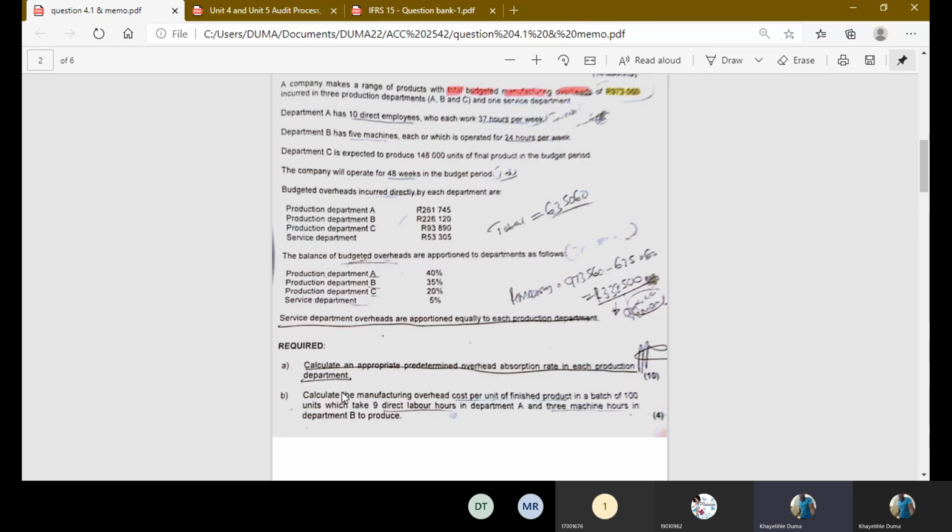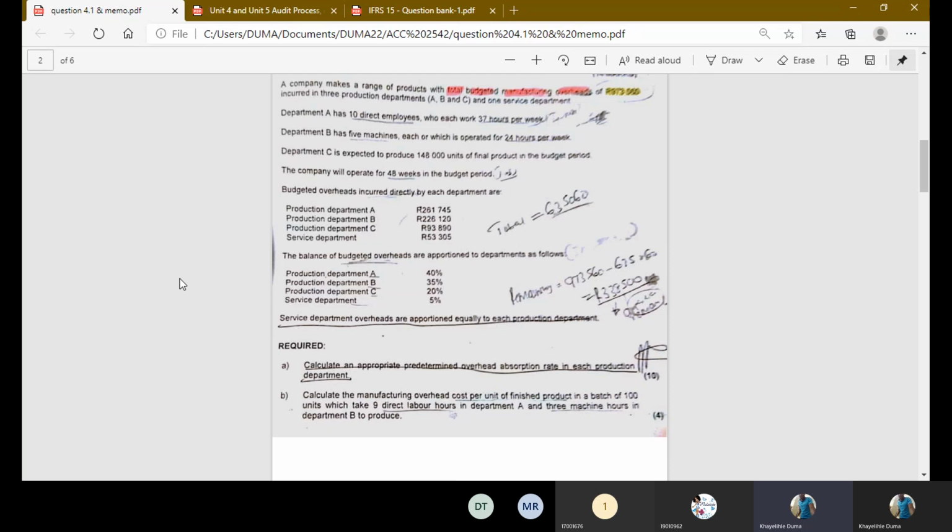As for B, calculate the manufacturing overhead cost per unit of finished production in a batch of 100. So the information is long for nothing. They are saying that here we are producing 100 units. This is a scenario now. Since we've calculated your overhead rate, we have to calculate the production of 100 units. How is it going to be allocated the overheads?